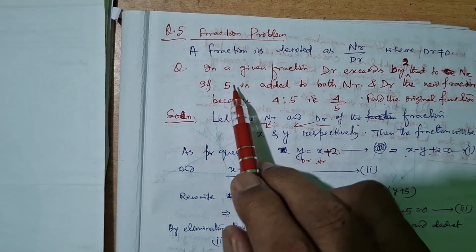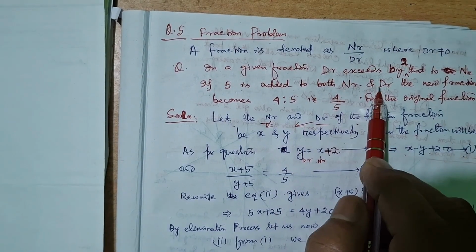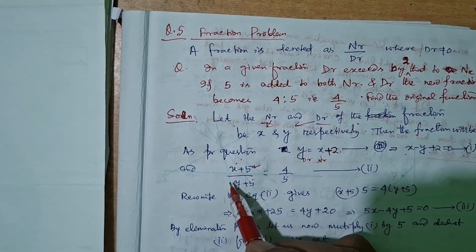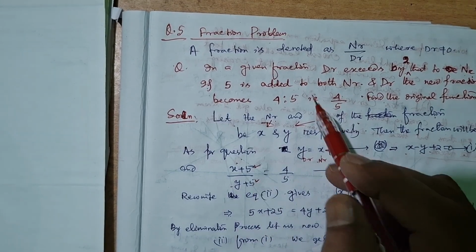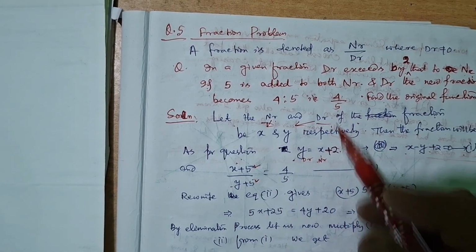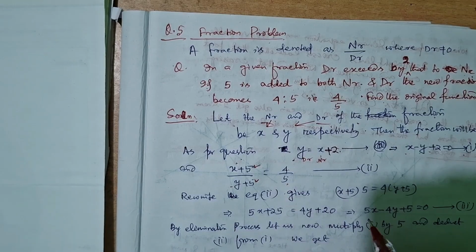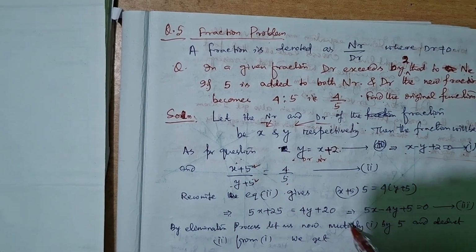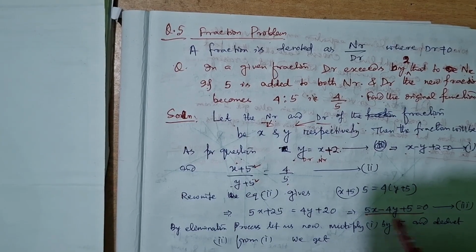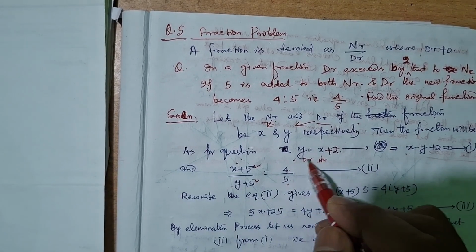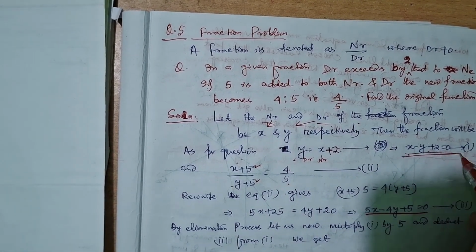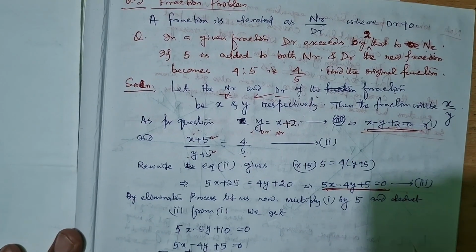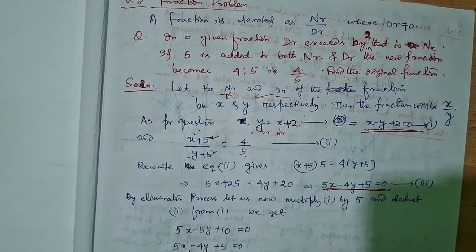The other thing given is that 5 is added to both numerator and denominator. The numerator was x, 5 was added. The denominator was y, 5 was added. What is the fraction? That is 4 by 5. By cross multiplication, you solve this and you will get another equation. So the first equation is this, the second equation is this. From these two equations, we will solve the problem.